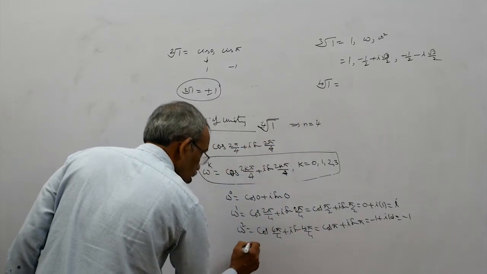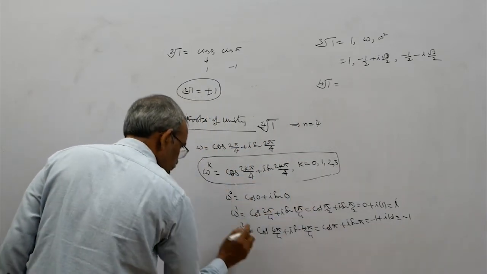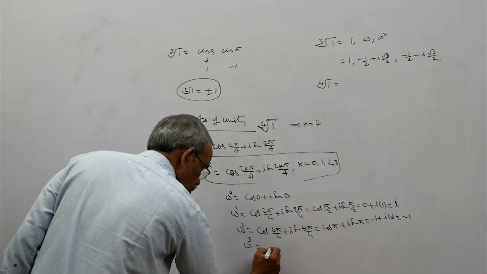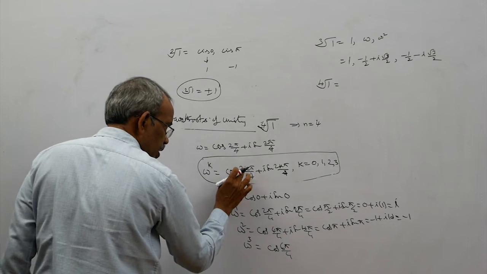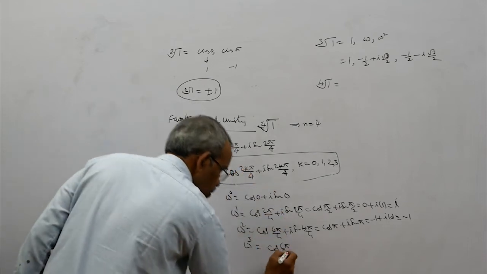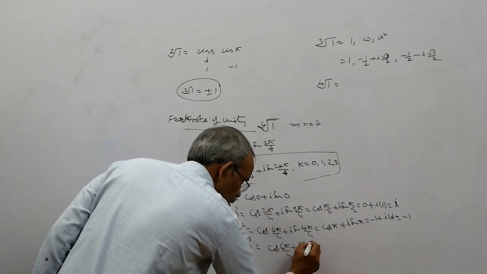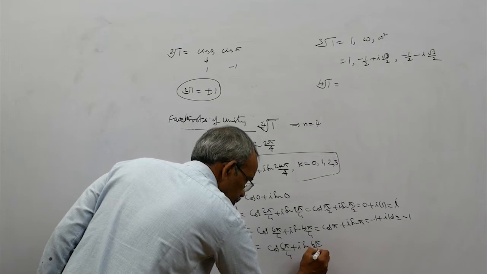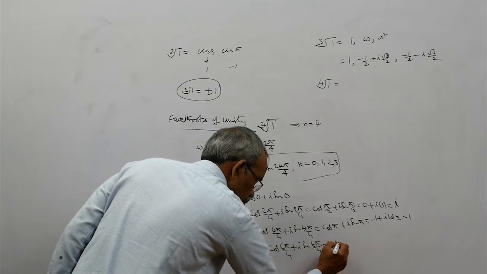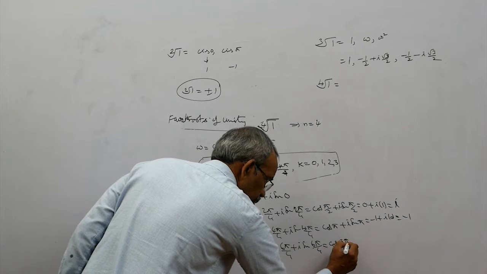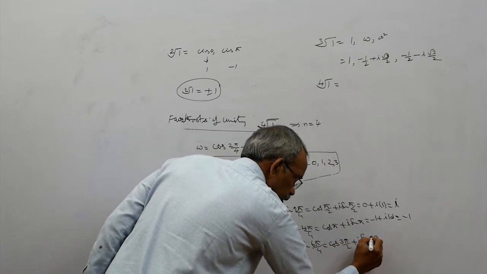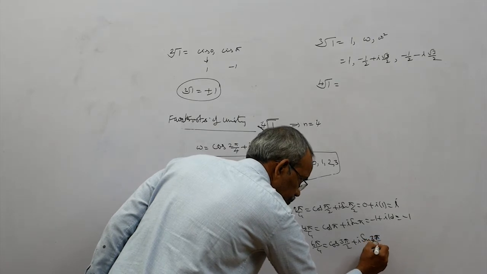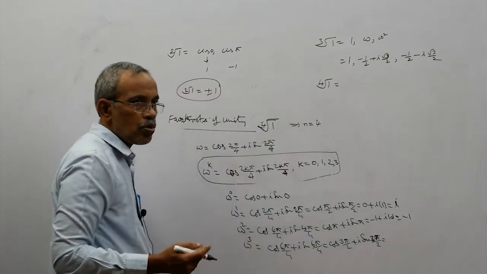The next one, when we substitute k equal to 3, we get cos 6 pi by 4 plus I sin 6 pi by 4, since 2 into 3 is 6, so 6 pi by 4. That is equal to cos 3 pi by 2 plus I sin 3 pi by 2. 3 pi by 2 means 270.